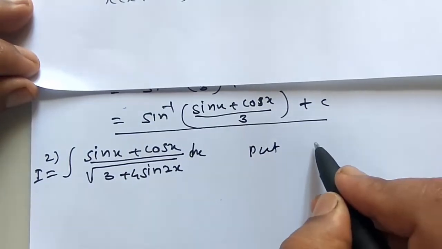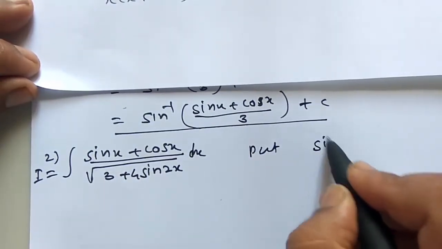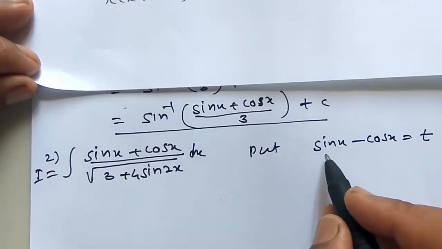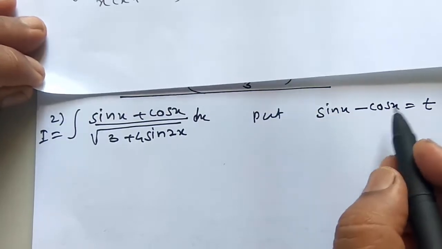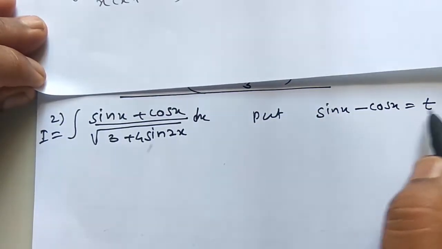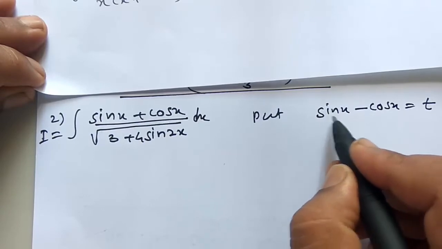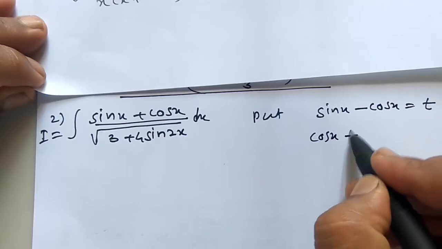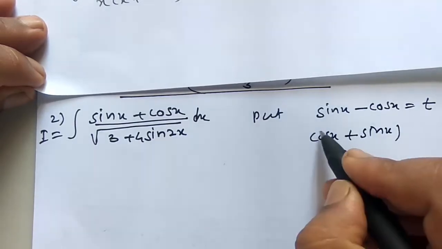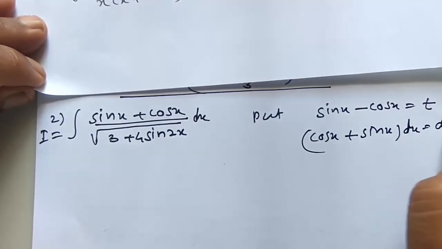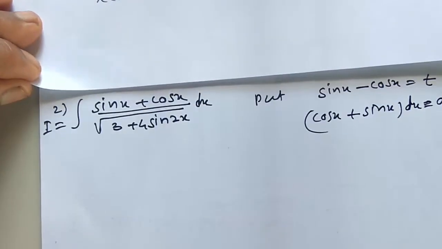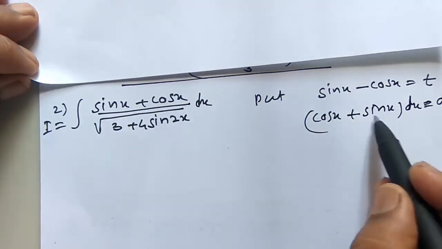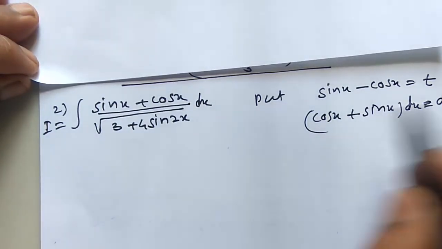Put sin x minus cos x is equal to t. Differentiating with respect to x, we get the derivative of sin x is cos x, the derivative of cos x is minus sin x, so it is plus sin x, bracket complete, dx is equal to dt. Therefore, the numerator (sin x plus cos x) dx is equal to dt.